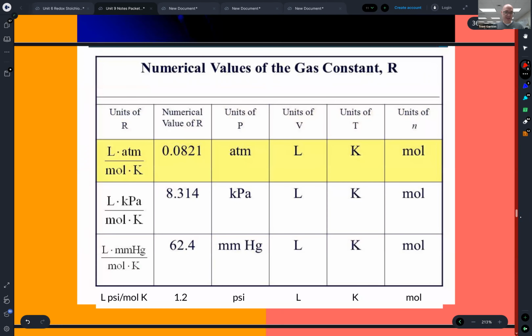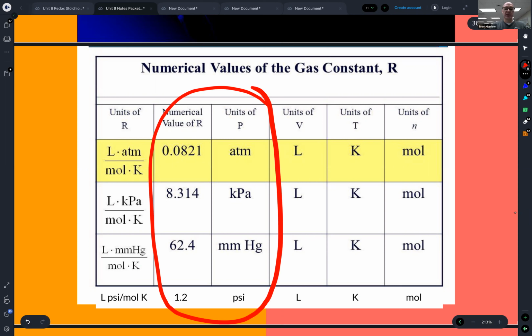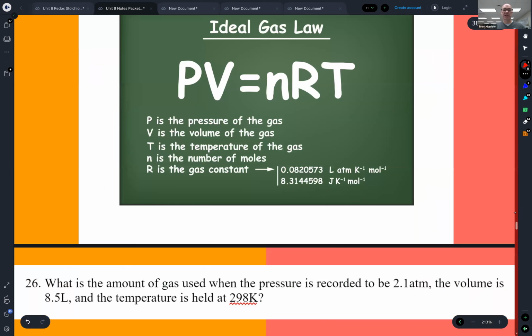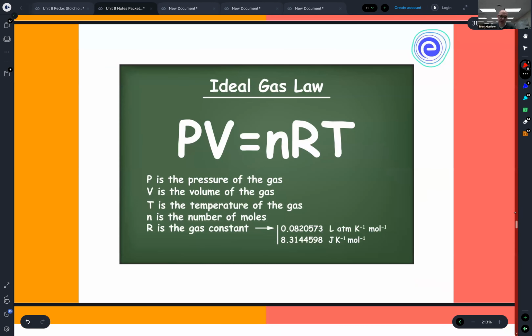It is a constant that needs to be applied to the equation based on the unit of pressure. In other words, if the pressure is in atmospheres, you would use 0.0821. If the pressure is in kilopascals, you would use 8.314. If the pressure is in millimeters of mercury, you would use 62.4. And if the unit is in PSI, you would use 1.2. So let's put all of that together, and we have the ideal gas law, PV equals nRT.